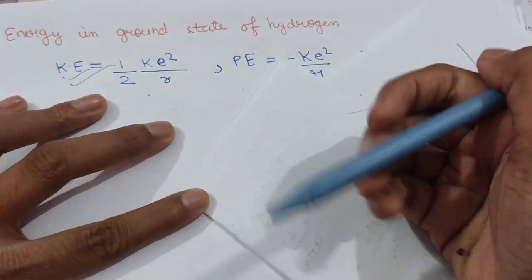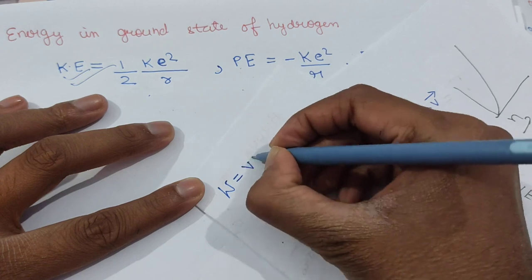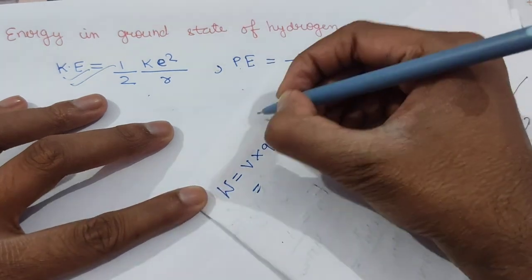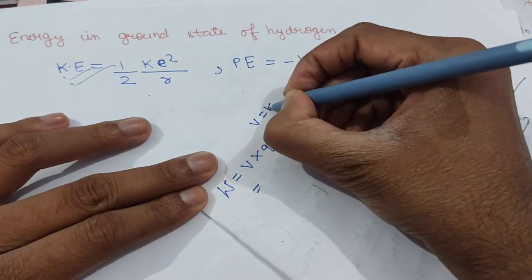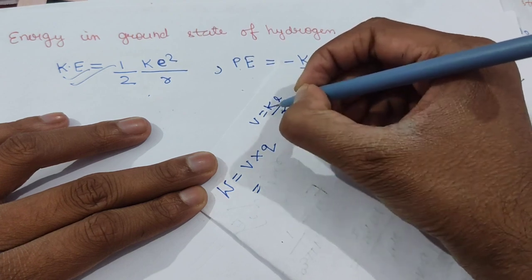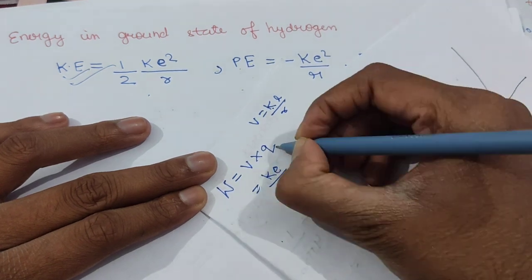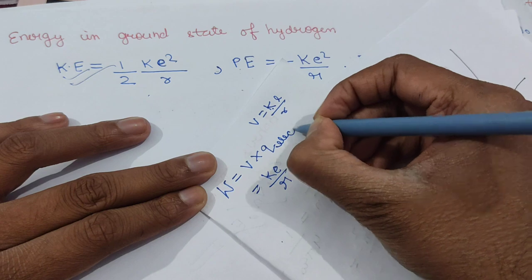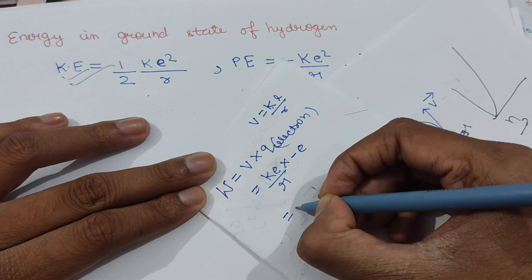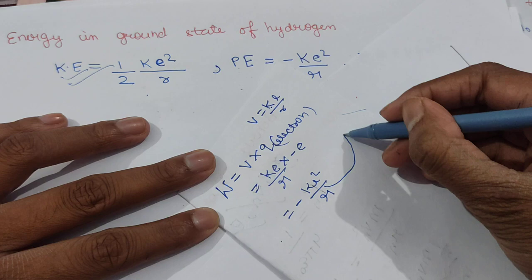And potential energy, we know that the work done will be converted into the potential energy, which is V into Q. This is a 10th grade formula, you should know. And what is V here? V we know is K e by r. We know the K value, but we'll put it in. And here Q is the charge of the electron, so it will be minus e, and we get minus Ke square by r. So this equation comes from there.